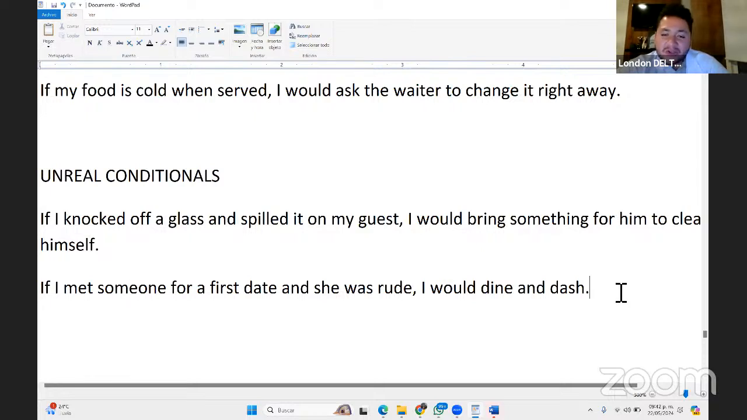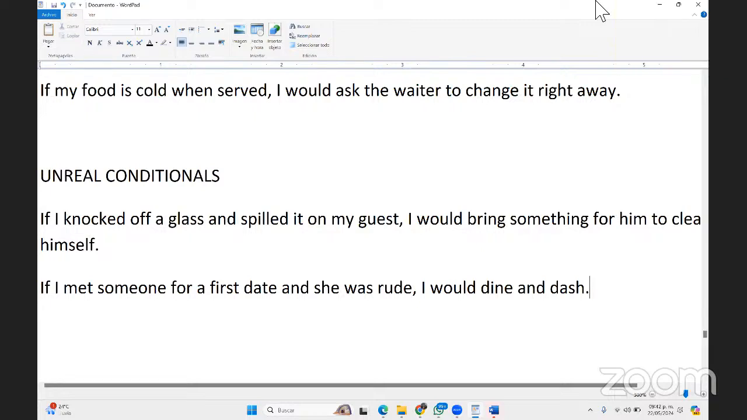In what situations would you dine and dash? We are not saying, "No, teacher, I will never do it." No, I want you to think about a real situation where you would dine and dash. Well, not real, because we're talking about unreal conditionals, but try to think what would make you abandon the restaurant and the person and not pay the check.